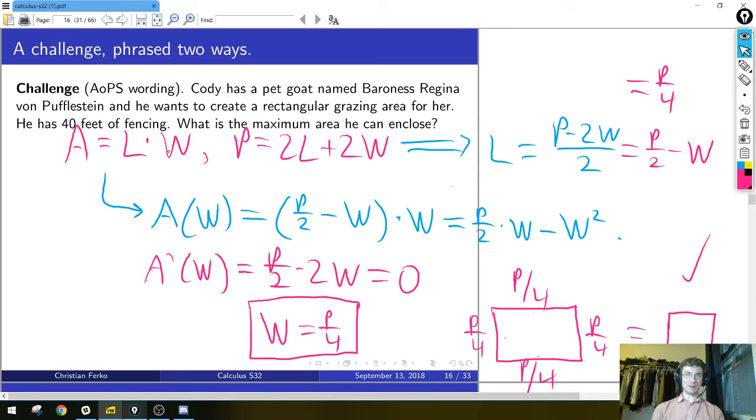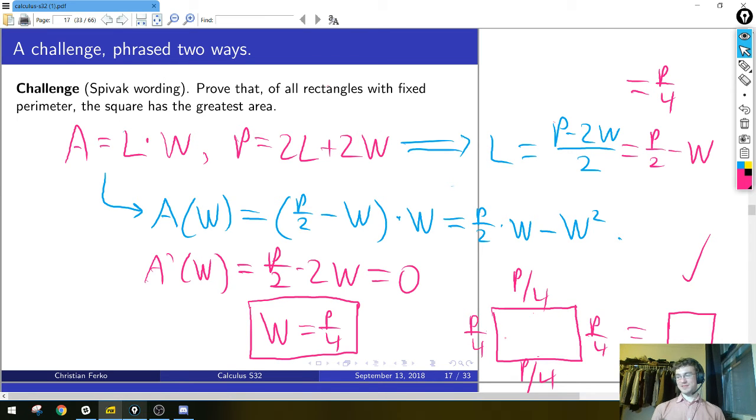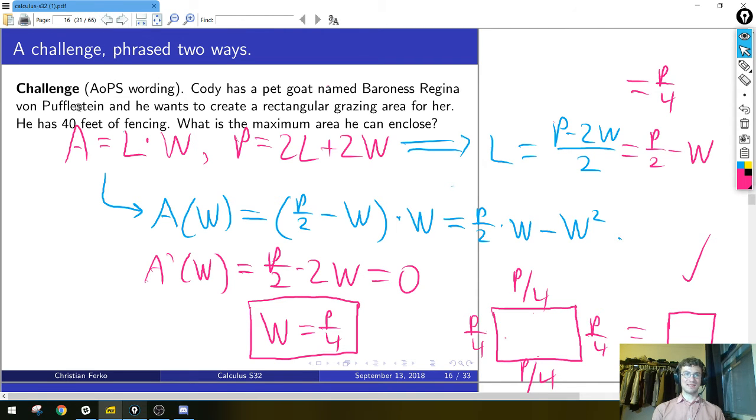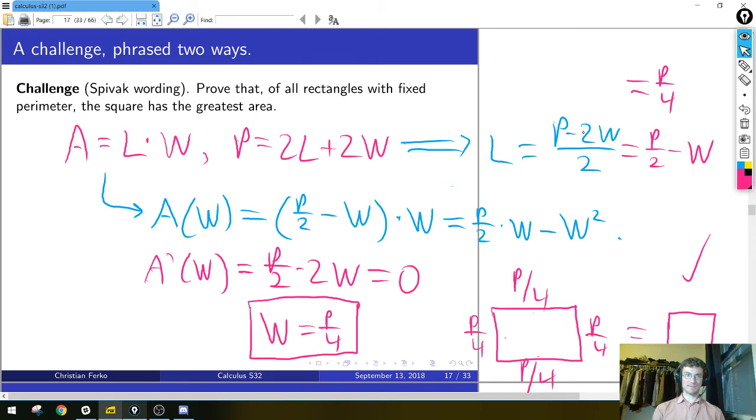If I ever get a goat, that is its name. Baroness Regina von Puffelstein. I hate it. I feel like this would be a better name for a pony than a goat, but whatever. Well, equines aren't fluffy. Aren't puffy? Yeah. I didn't think of Puffelstein as referring to a texture. I just thought it was supposed to evoke 18th century Germany or something. I don't know. Whatever.